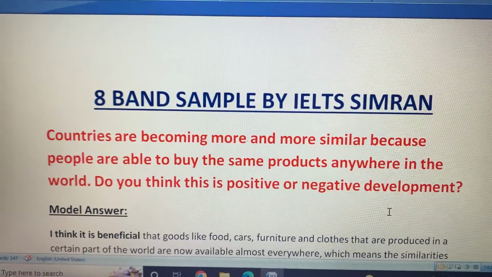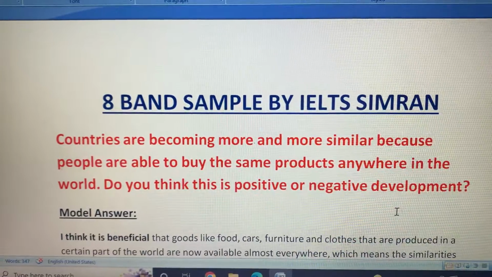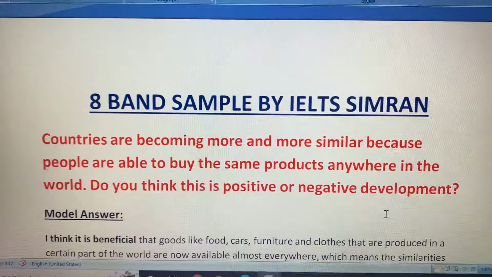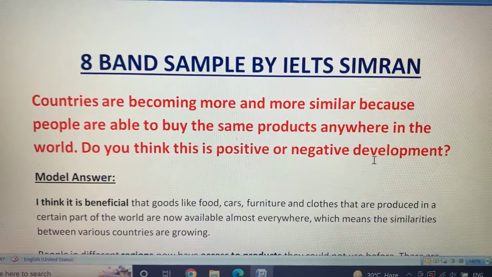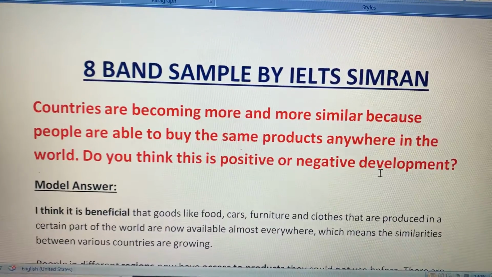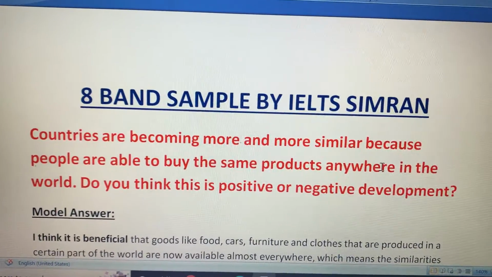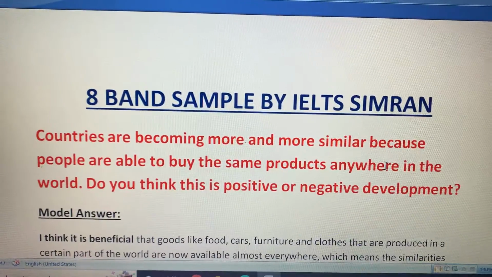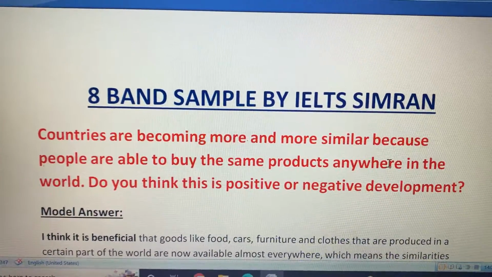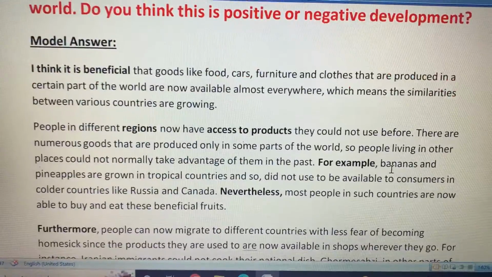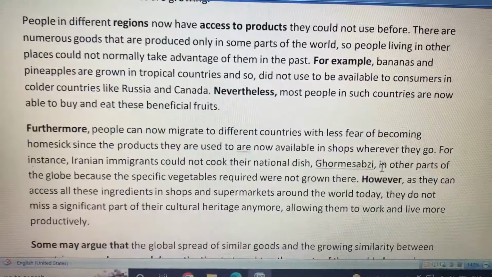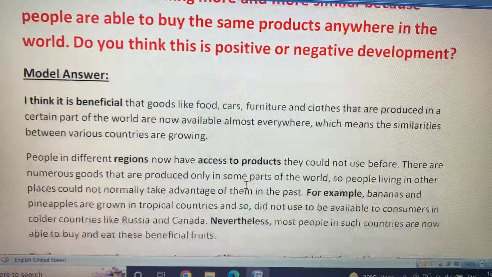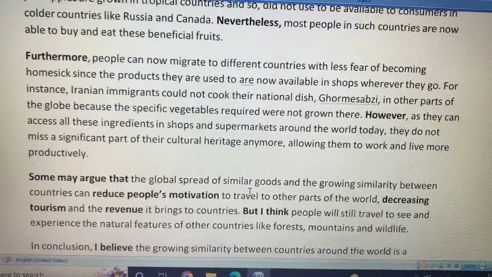So today we will take writing class of task 2. So it's a band 8 sample. You can read. My topic is: countries are becoming more and more similar because people are able to buy the same products anywhere in the world. Do you think this is a positive or negative development? So this is my model answer which you can read. And the words which I bold are really important for you, so please read it.